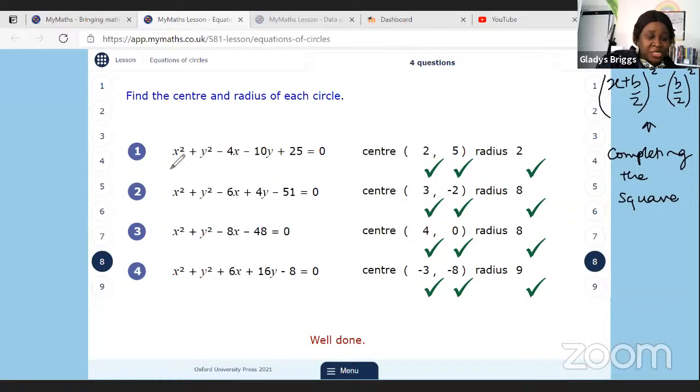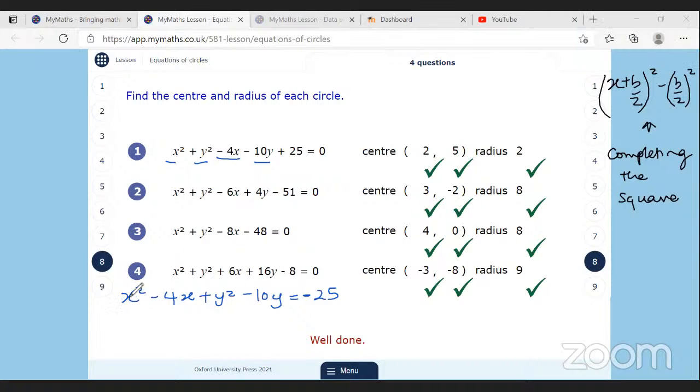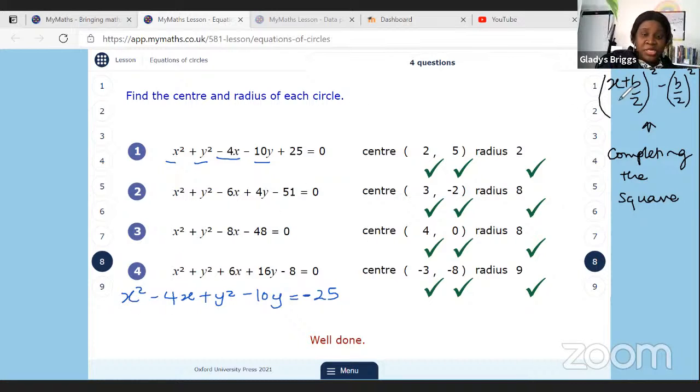So the first thing that you want to do is you want to collect the x terms. So you do x squared minus 4x, yeah? Then you collect the y terms, plus y squared minus 10y. And let's take that 25 to the other side so that we don't get confused. Minus 25, yeah? So x with x and y with y. Then now you want to use this formula. You split it into 2 parts, the x part and the y part, and apply this completing the square formula to them.